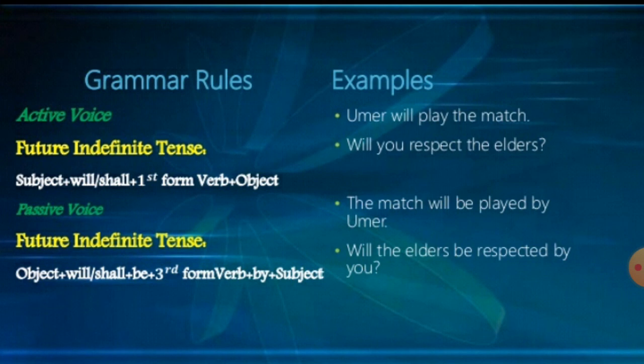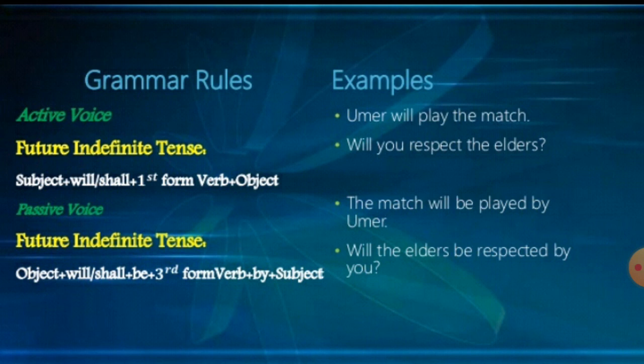Next rule, future indefinite tense, that is simple future tense. Subject plus will or shall plus first form of the verb plus object. Umer will play the match. Umer is the subject. Will play, that is will, and the first form of the verb. Match is object. How to change that? Object plus will or shall plus be plus third form of the verb plus by plus subject. The match will be played by Umer.